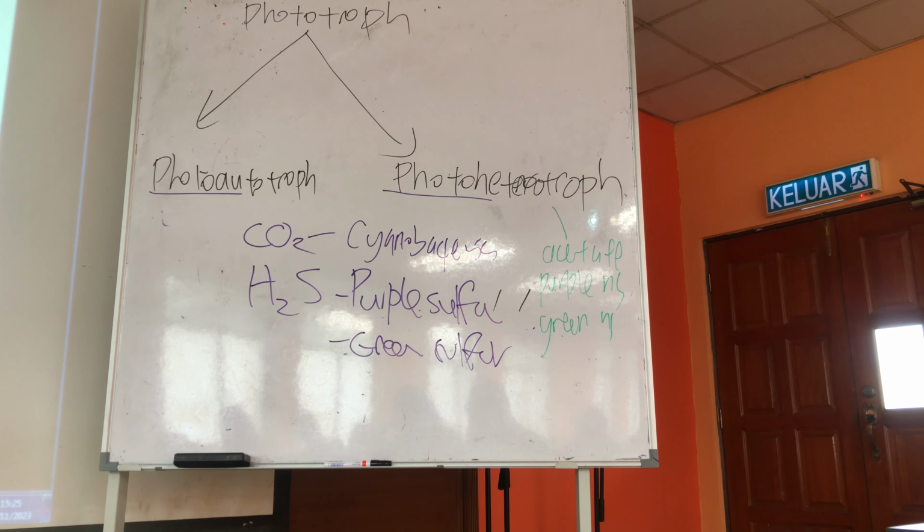So they get the electron, for the anoxygenic, from the hydrogen sulfide. Hydrogen sulfide is used, producing sulfur and then sulfate as the byproducts.